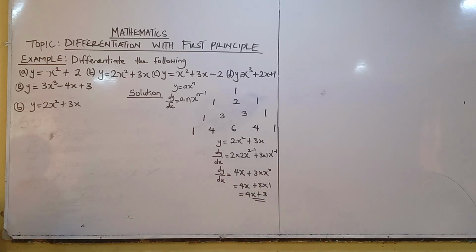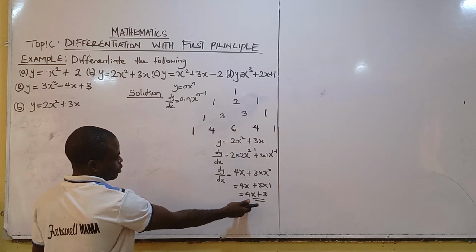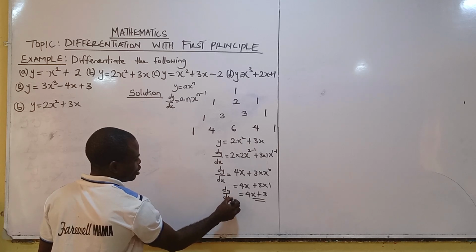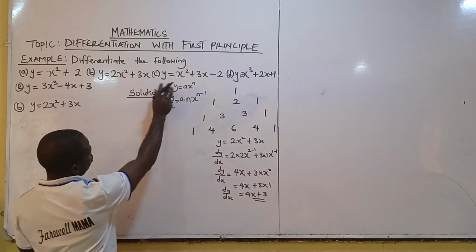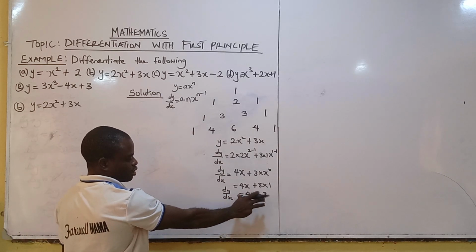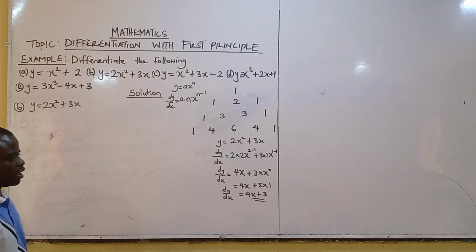Now, when we do our differentiation with first principle, we must get this expression. This is our dy over dx. We use the general method, but when you are asked to use first principle, don't use this method. But you can solve it on a rough paper to be a guide for you to get the same thing.